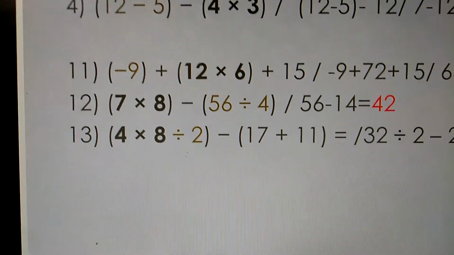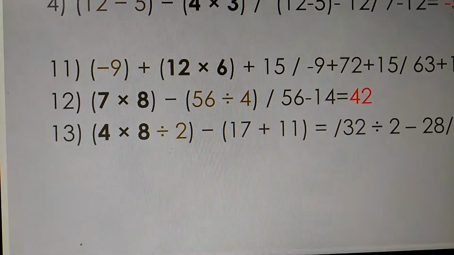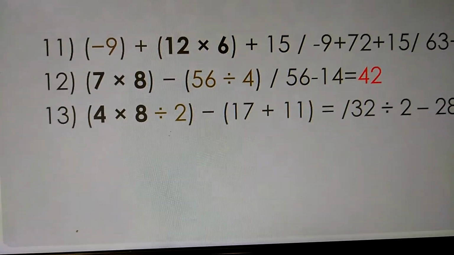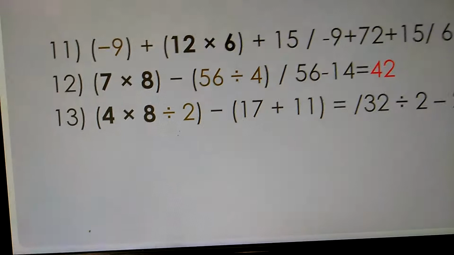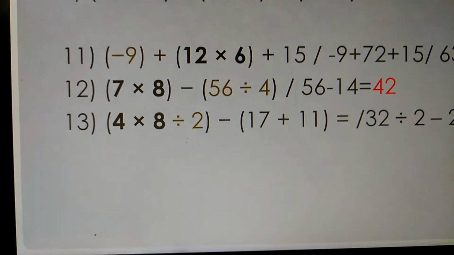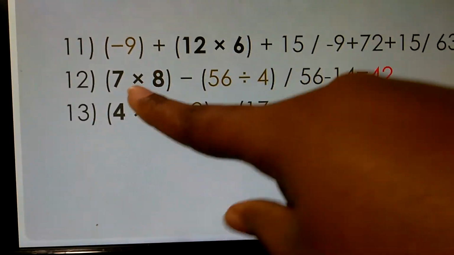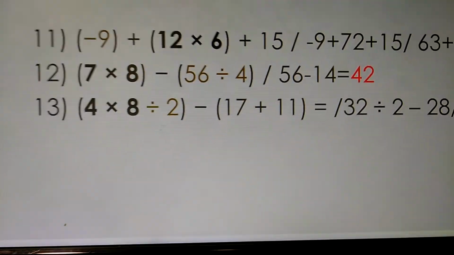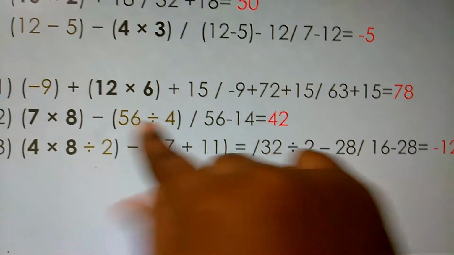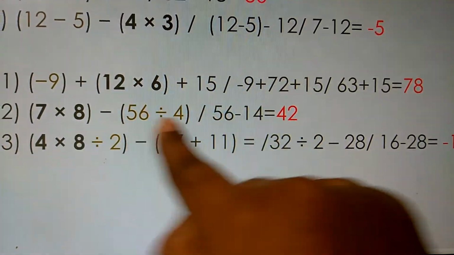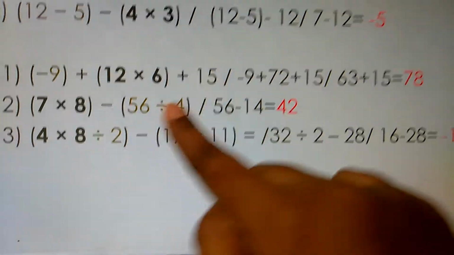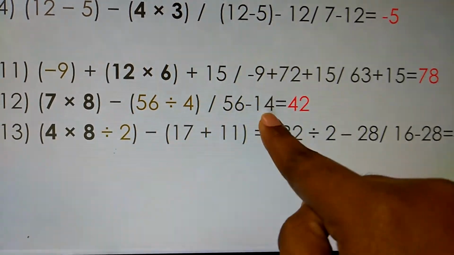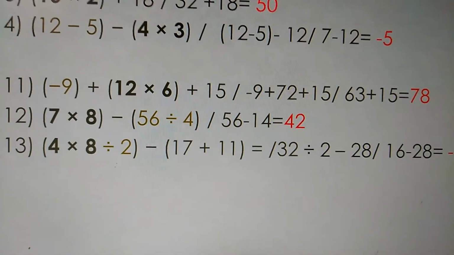Okay? Now we're on number 12, and we have 7 times 8 minus 56 divided into 4. First thing first, it's multiplication and division. They're on the same playing field, but it's from left to right, so we go with what's on the left. 7 times 8 is 56. Subtraction, brought my sign over. Subtract 56 divided into 4. You put that in the calculator, and it's going to give you 14. And 56 minus 14 is 42.